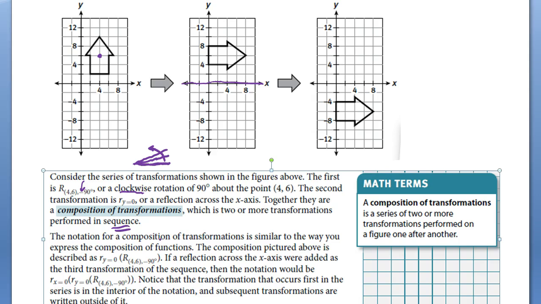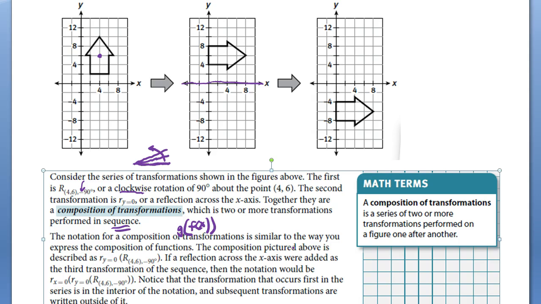The notation for a composition of transformations is similar to the way you express compositions of functions in algebra class, by putting one of the functions kind of inside of the other. Let me show you a quick example of that. Let's say we had function f of x, and we might put that inside of function g. Does that look familiar to you? That was a composition of functions, combining functions together.